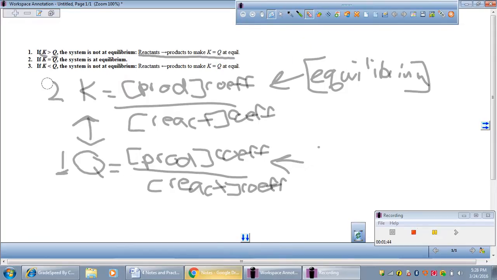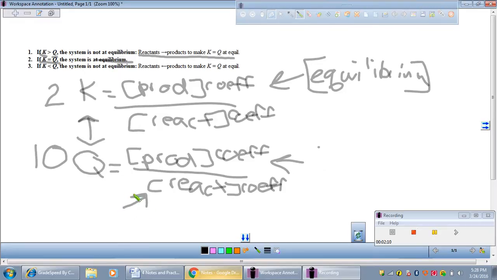All right, well, let's say that now our Q is equal to K. Well, that tells you something else. If they're equal, it's at equilibrium, so no shifting required. The last one is if Q is larger than K. Well, if Q is larger than K, the only way to bring this number down is instead of increasing products, we have to increase reactants because they're at the bottom of the fraction. So the products have to shift to make reactants. So the top one is a shift right, and the bottom is a shift left.